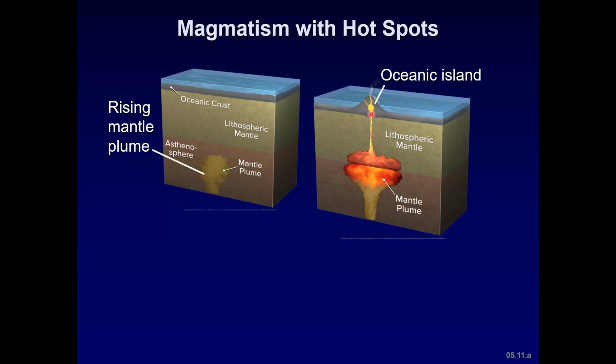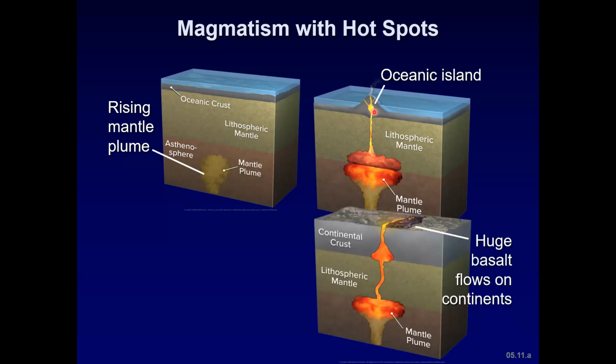And it continues to rise. And in the oceans, hot spots can form oceanic islands. On continents, mafic magma will then erupt as basalt.